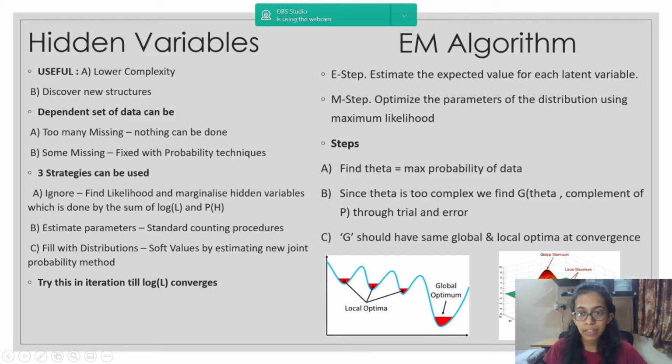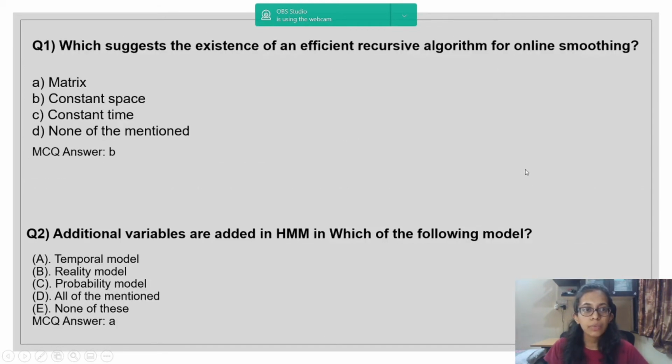Similarly, for max likelihood, we don't want to find the local maximum or the local optima. We want to find the global maximum, which is the maximum value or maximum likelihood for the whole data. So even if your values start decreasing or converging, as I've mentioned here, you have to make sure that it is the global maximum in the data set. So that is the EM algorithm. Now we'll move on to the MCQs.